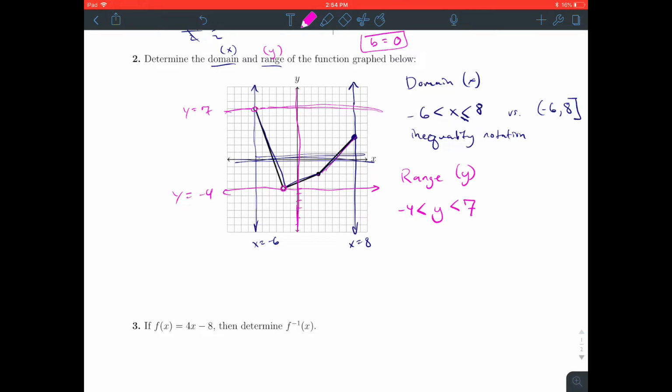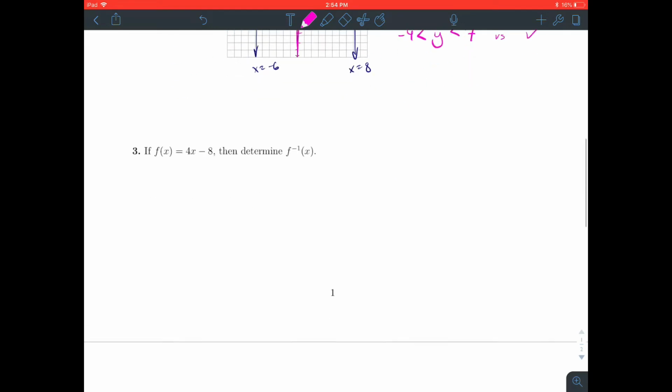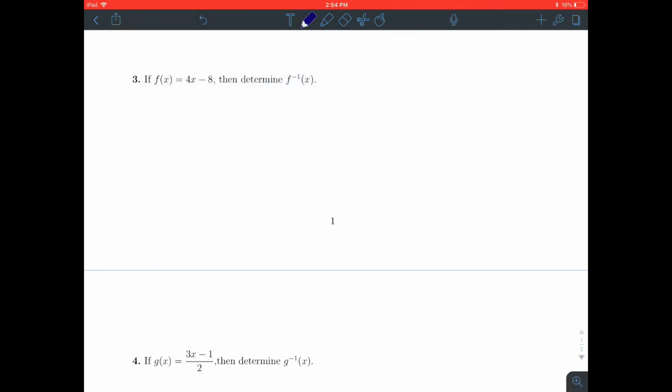And then because we have the open bubble here and the open bubble here, we can never actually hit either one of those endpoints. I'm going to leave it up to you guys to find the interval notation if you prefer that. For problem 3, if f of x equals 4x minus 8, then determine f inverse of x.